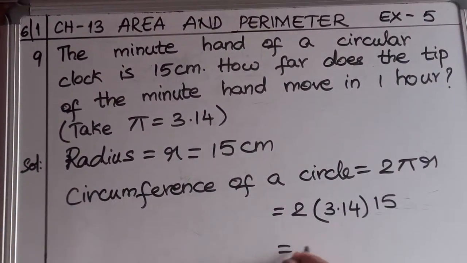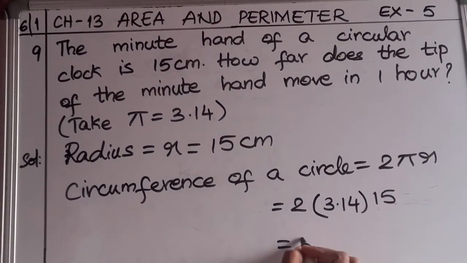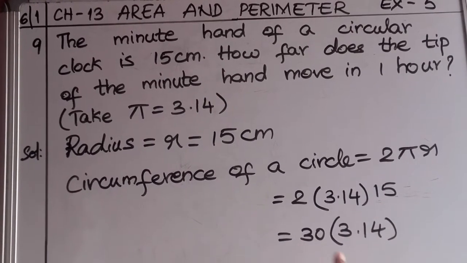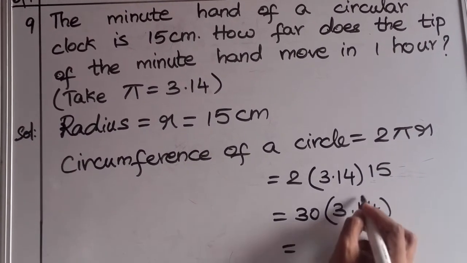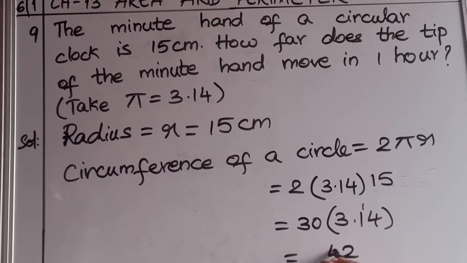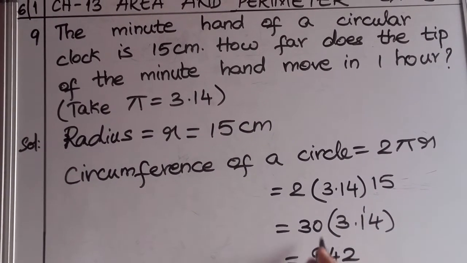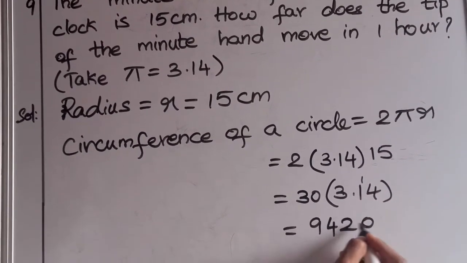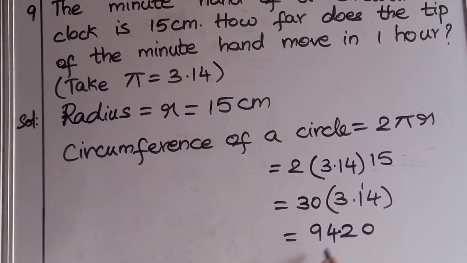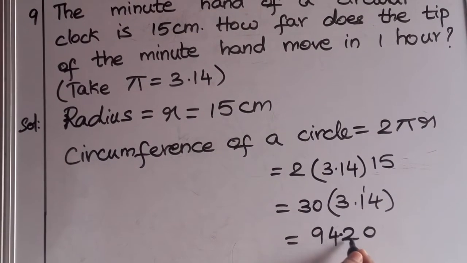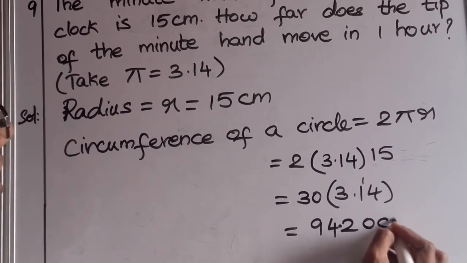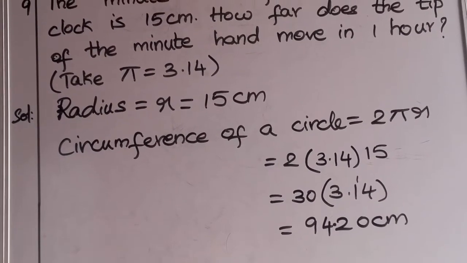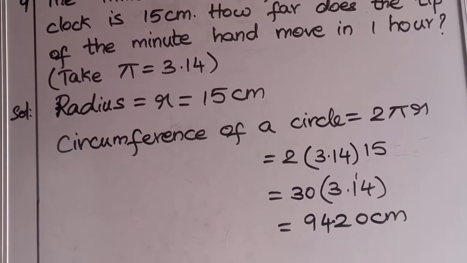15 2s are 30. 30 into 3.14. So 3 4s are 12, 3 1s are 3, 4. 3 3s are 9. 0 is there, so write a 0. After the point, 2 digits are there, so from the last count 2 digits and keep a point. So this is 94.20 centimeters. This is the distance moved in 1 hour. Understood this?